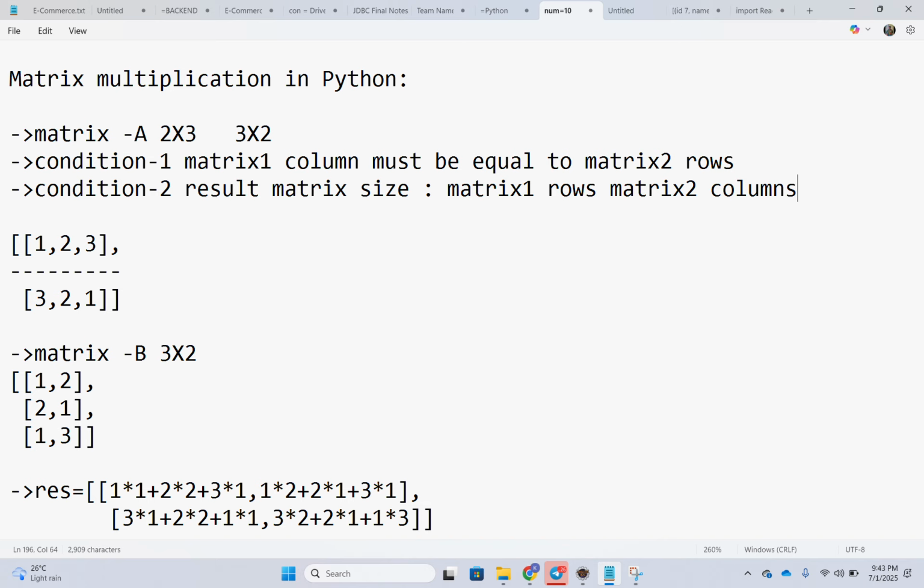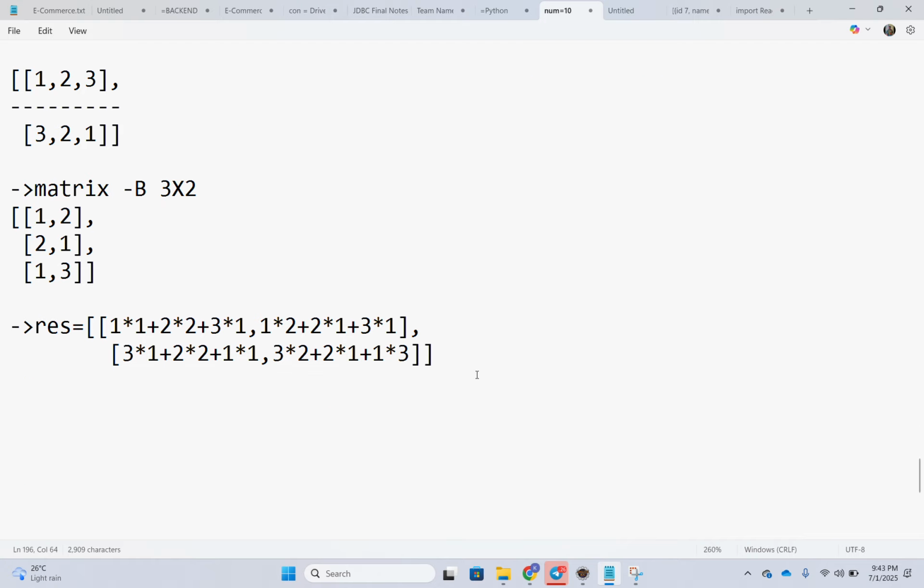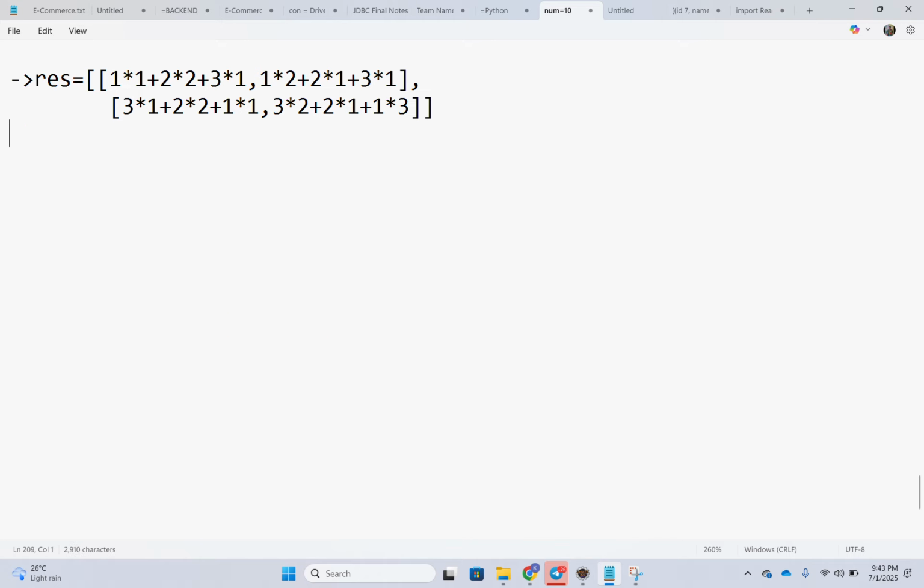So if you are familiar with these conditions, you can do matrix multiplication. As of now, I discussed with an example how matrix multiplication works. I think you got a good clarity. We can perform matrix multiplication in Python programming. So I'm going to write the code, followed by I'm going to explain in a neat manner. So don't worry.